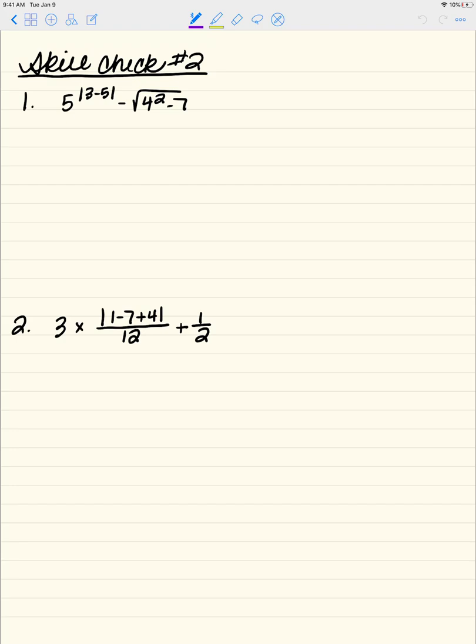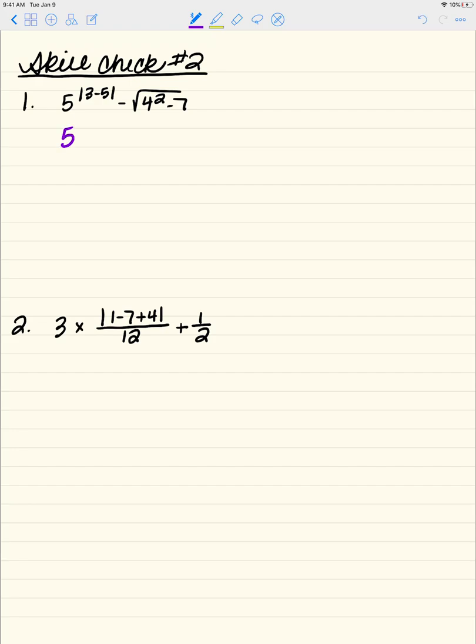I'm going to work through both skill checks here. If you want to try and practice before I work through them, why don't you just pause the video right now, work through number 1, work through number 2, and then once you have your final answers, come back to the video and check and make sure that you've got it right. So pause now, practice. Okay, I hope you're turning it back on and you have your answers.